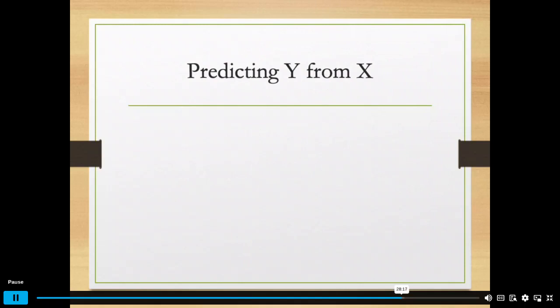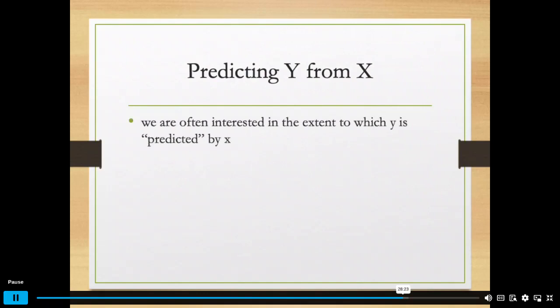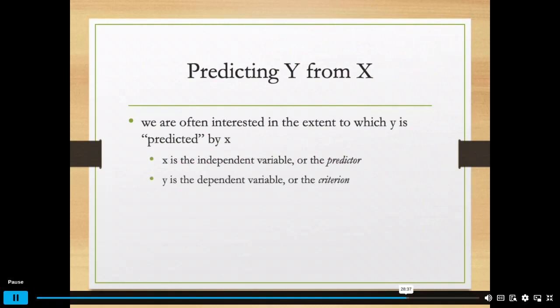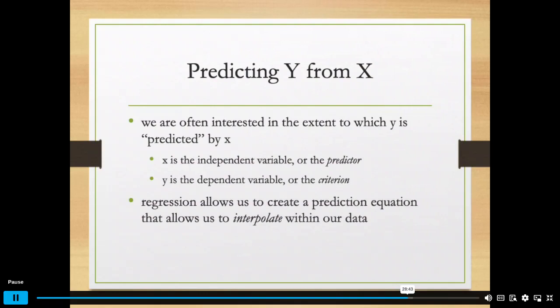After we discussed correlation, we related this concept to the topic of linear regression. Whereas correlation was just interested in describing the relationship between two variables, regression is oriented towards the description of the extent to which x can predict y. In this context, x is cast as the independent variable, or the predictor variable, and y represents the dependent variable, or the criterion variable. In this way, regressions involve identifying a prediction equation that allows us to interpolate within our data. This is a term that bears further explication.